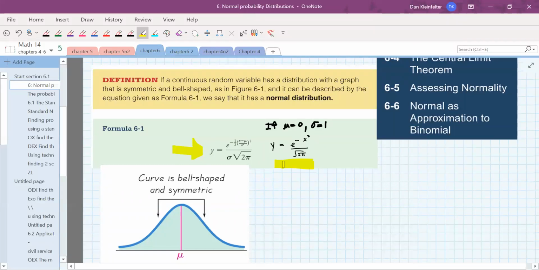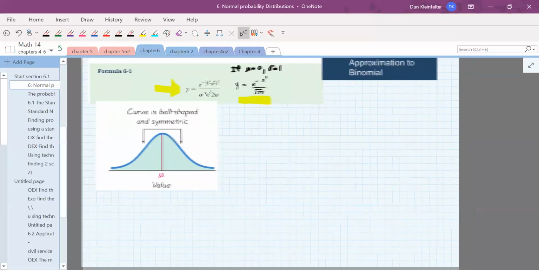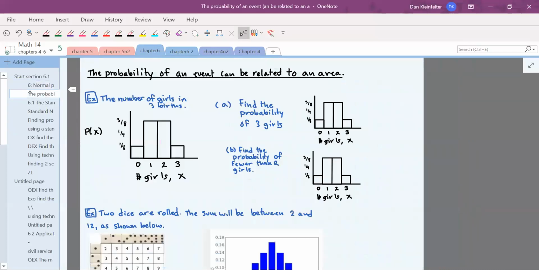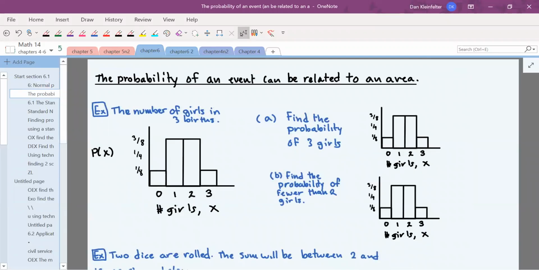For that reason, we'll end up doing a lot of work with the normal distribution using a table rather than direct calculation. So I've sent you a copy of the table in your email, so you should try to print that if you can. If not, at least just keep the PDF copy of it handy as we work through all of this. So a key idea that we'll need when we work in section 6.1 and beyond is that the probability of an event can be related to an area.